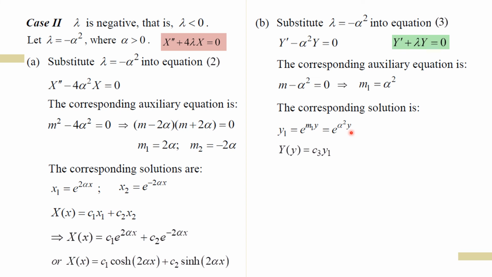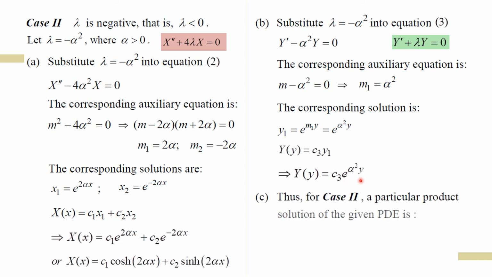And therefore, the general solution for the function y is c3 y1, which is c3 e to the power of alpha squared y. Okay, y1 is e to the alpha squared y. So notice that x is a function of x alone. Okay, so we write x of x is c1 x1 plus c2 x2. Let me remind again, do not write this as c1 y1 plus c2 y2. And y is a function of y alone. Okay, so y is equal to c3 y1. So everything in this expression is in terms of the variable y.